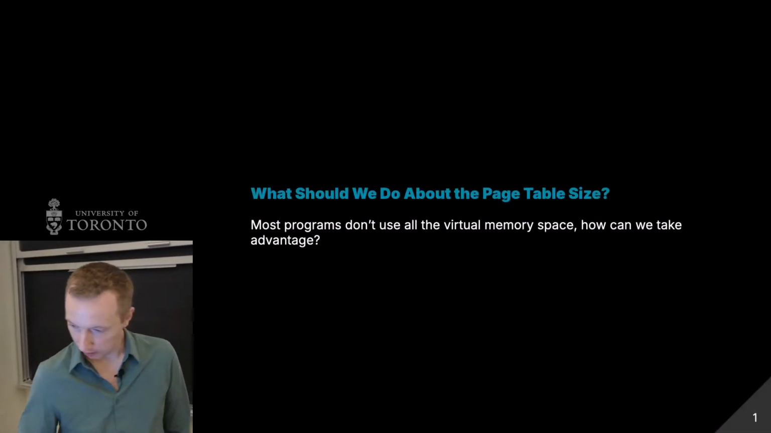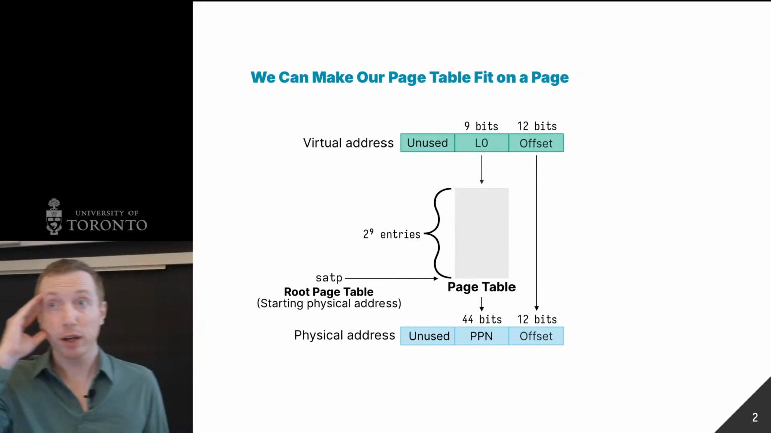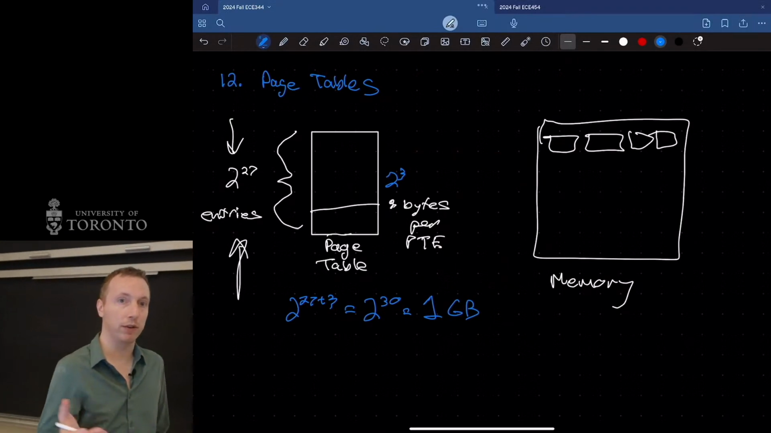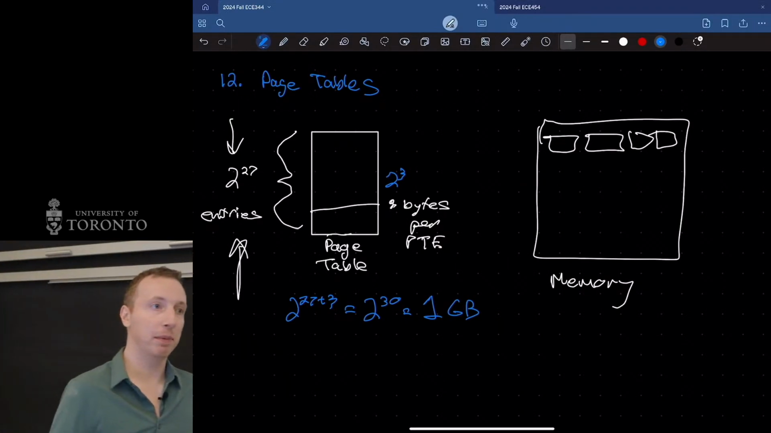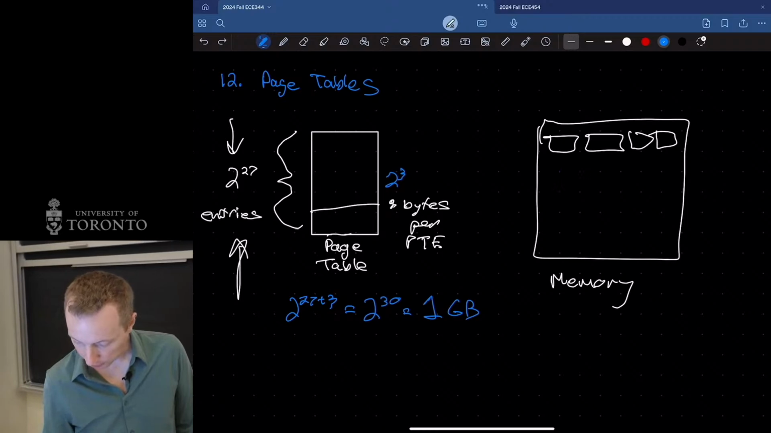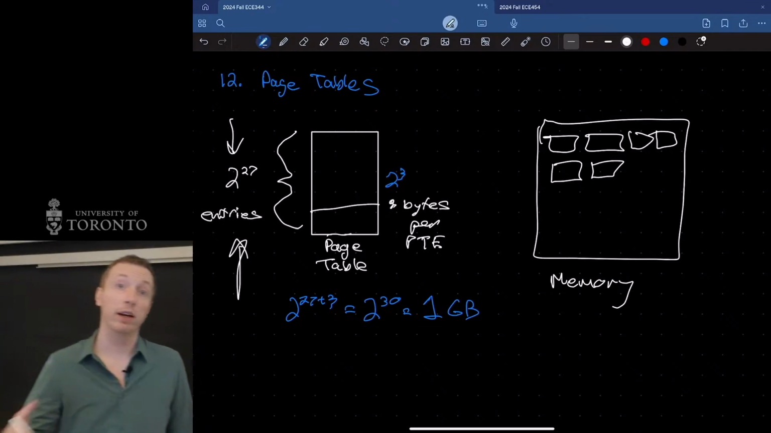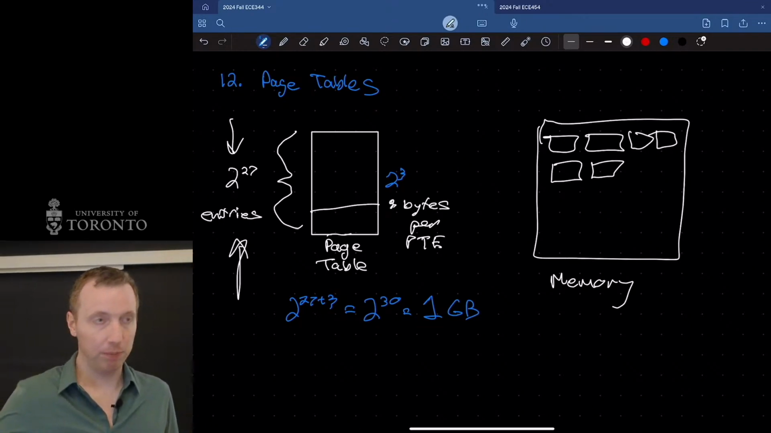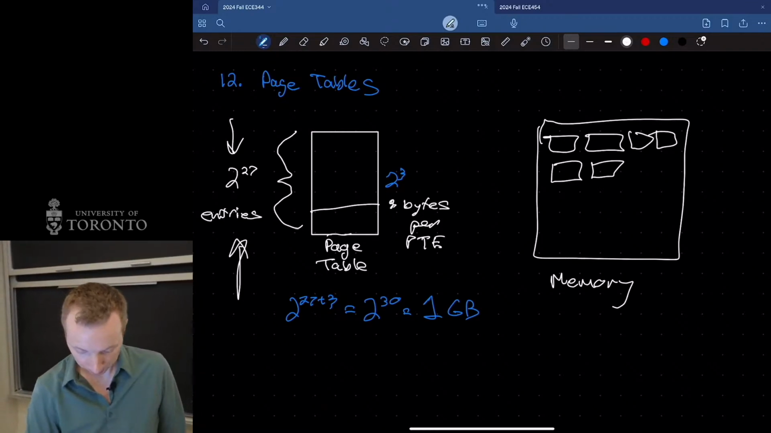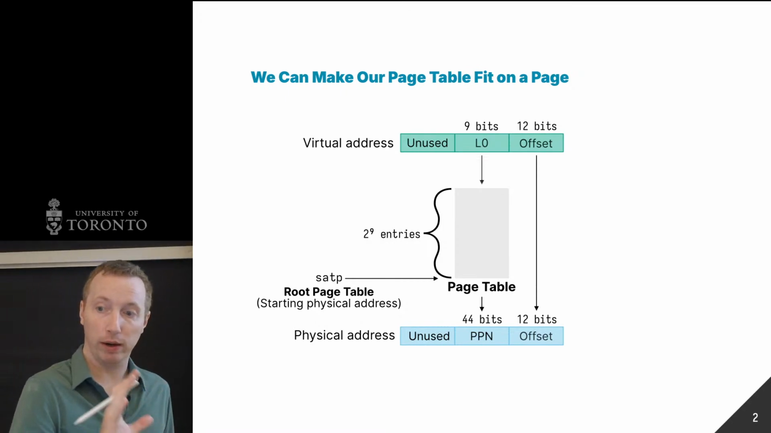So the first idea could be, since we've already divided our memory into blocks and we need to store the page table somewhere, why don't I just use these pages themselves to store the page table? It has to be in memory anyways. If I've already divided memory up into blocks, I should probably use the blocks to store the page table. So our first step is going to be to just make a page table fit on one block.